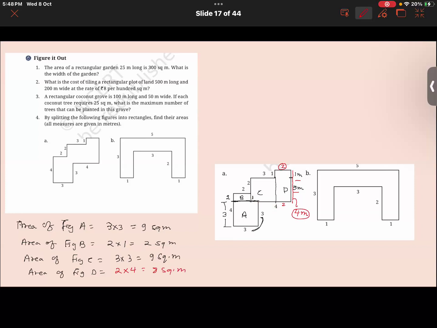Okay. So in this manner, we have calculated the area of these different parts. Now, the question has asked us to find the area of this total figure. So we are going to add 9 plus 2 plus 9 plus 8. Tell me, how much is that? It is 28. Exactly 28 square meter. I hope you have understood this. So in a similar manner, you are going to solve question number B. I'll be giving you some time. Try to solve it.